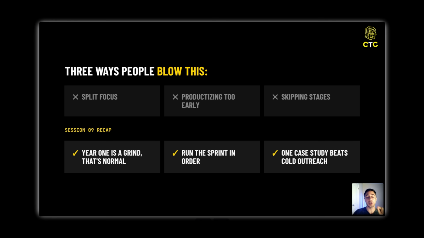In 1 year, you will make more progress in this than you would have made in your last 15 years of your 9-to-5 career. And that is a guarantee. You can ask any of the founders inside Code to CEO. They've made more progress in 1 year than they did in, let's say, 10 or 20 years of 9-to-5 experience. You want to run the sprint in order, as we just talked about. And remember, case study always beats cold outreach.